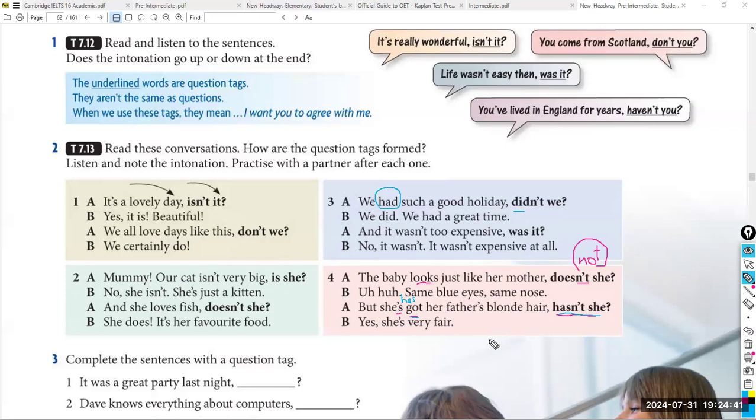Has or have. The simple present, the verb of got is get. This is the main verb. So has is an auxiliary. Because it is an auxiliary, I have to repeat the same auxiliary all the time. Is that clear?